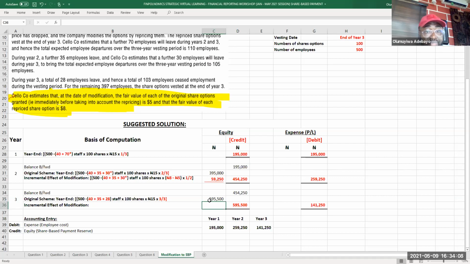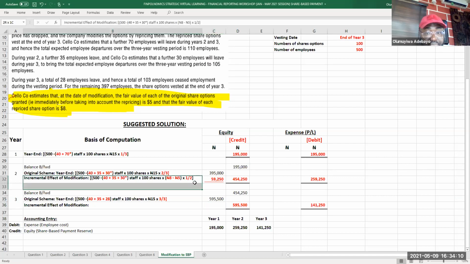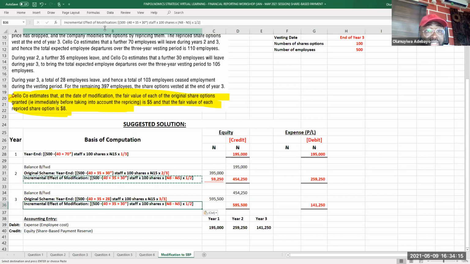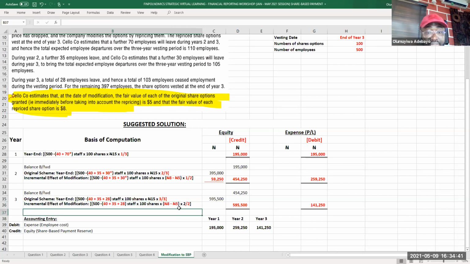Okay, on that premise, I'll also copy this. The only thing I'm changing here is the 28 that left. And this is now 2/2 because from the date they repriced, it was 2 years to go. That is why the incremental cost will be apportioned over the remaining 2 years, while the original one will be spread over the original period. And that is what we've done here.